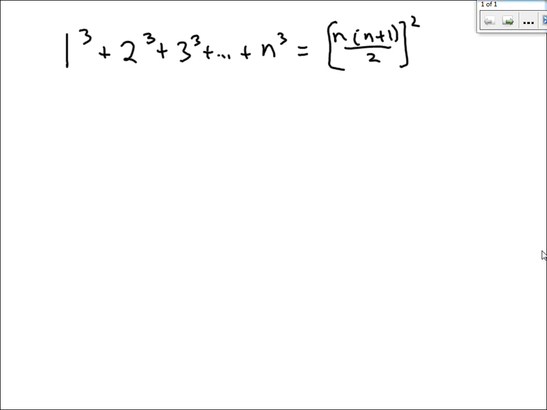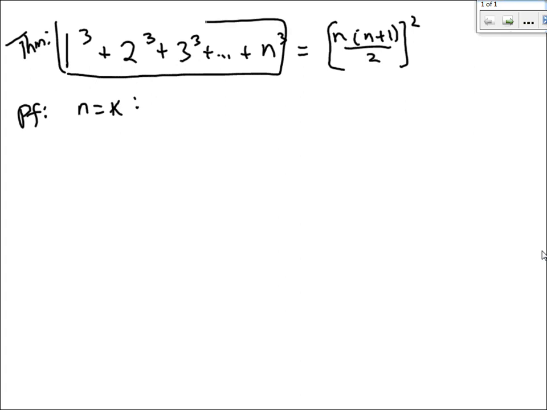And this is a theorem or a fact or whatever you want to call it. And we're going to prove it. And we're going to prove it using mathematical induction. So when n equals 1, the left side tells us just to compute 1 cube, which is 1.